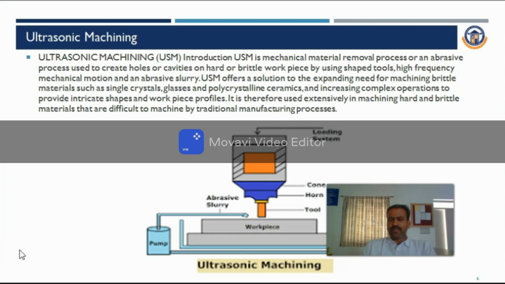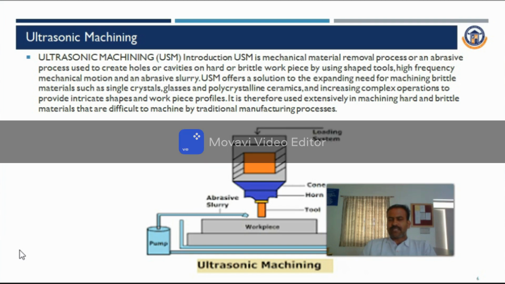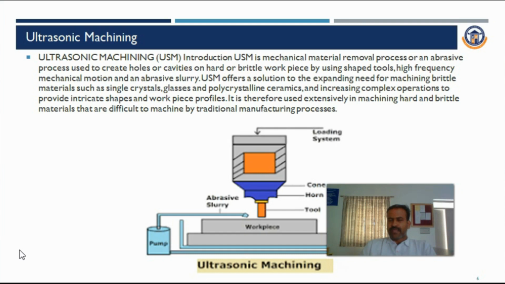The high frequency mechanical motion and an abrasive slurry. The ultrasonic machining process offers a solution to the expanding need for machining brittle materials such as single crystals, glasses and polycrystalline ceramics, and increasingly complex operations to provide intricate shapes and workpiece profiles. It is therefore used extensively in machining hard and brittle materials that are difficult to machine by traditional machining processes.